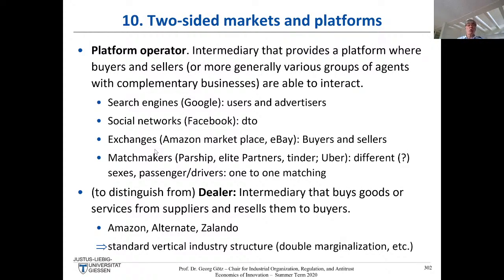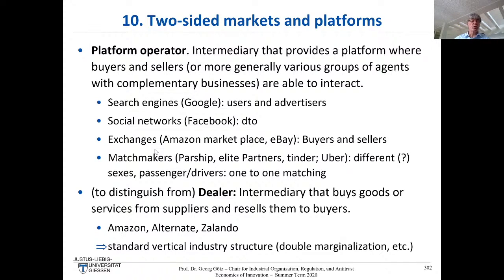Okay, what are two-sided markets? This is a rather topical issue because if you think of all the largest companies in terms of stock market valuation, the most valuable companies are companies like Apple, who provide an operating system and apps. Facebook is very important, Amazon is important, and so on. Microsoft as well. They are all in some way platform operators. What are platform operators? These are intermediaries that provide a platform where buyers and sellers meet or interact, okay? Or more generally, various groups of agents with some complementary business.